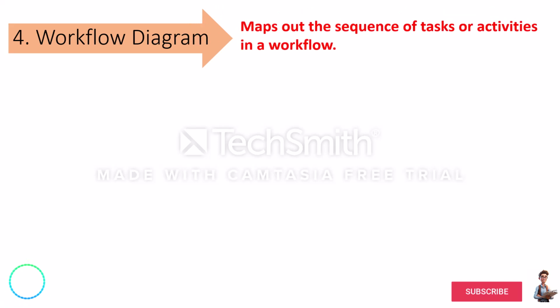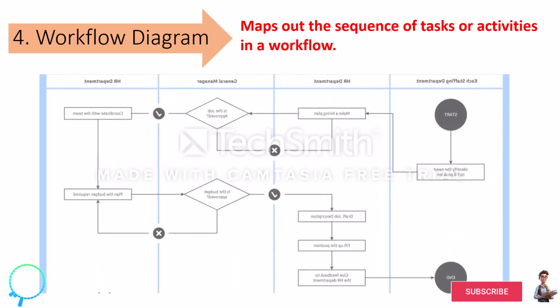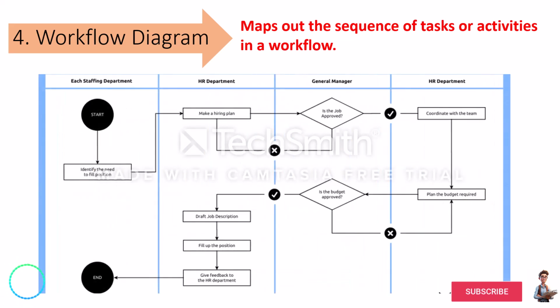We also have the workflow diagram, which maps out the sequence of tasks or activities in a workplace. So this workplace has been mapped out. We have each staffing department. We also have the HR department. We have the general manager. Each of them has a different task that they perform.